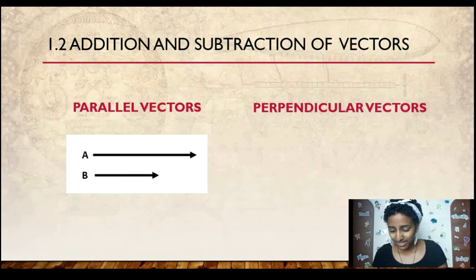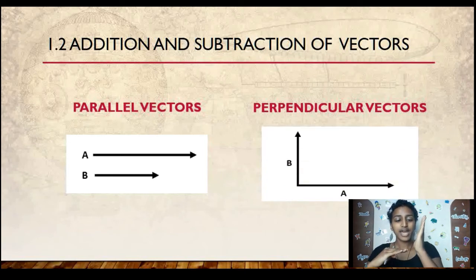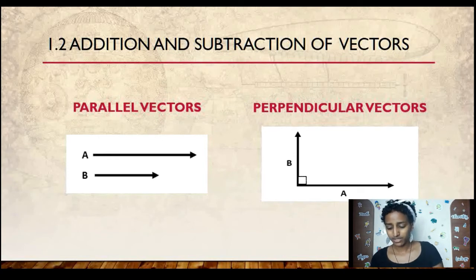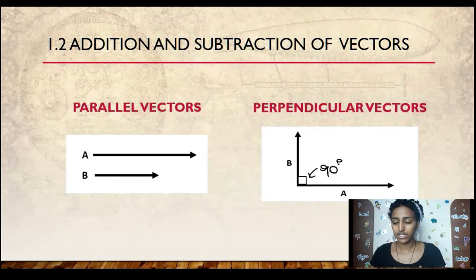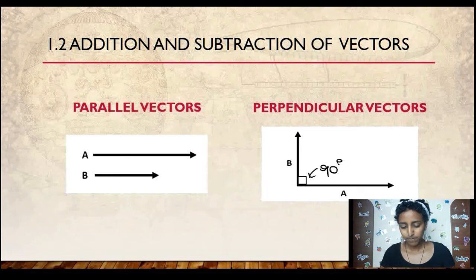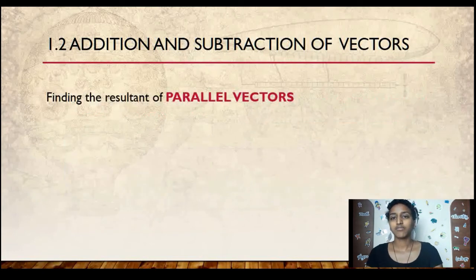Perpendicular vectors are two vectors that are 90 degrees from each other. How you represent this graphically is by putting this little box between the two vectors. So this box right here represents 90 degrees. Now, adding and subtracting parallel vectors and perpendicular vectors are kind of different things, so we're going to look through each separately. Okay, finding the resultant of a parallel vector. Now, when you're finding the resultant of the parallel vector, you have to consider something.